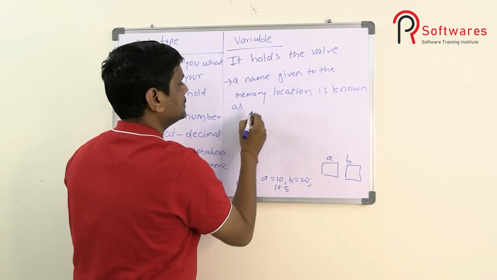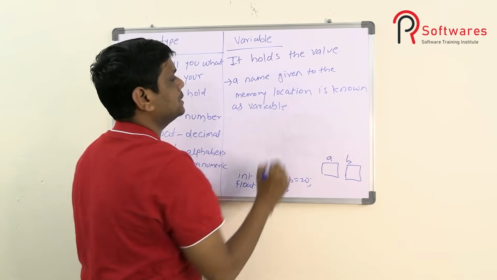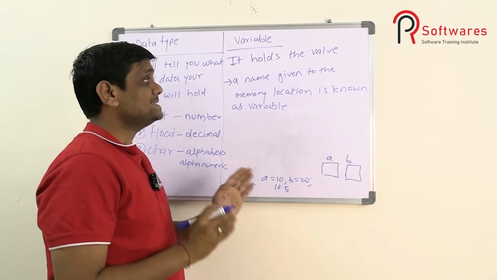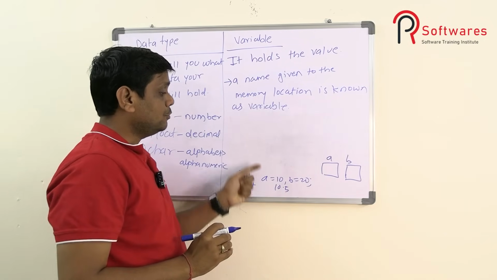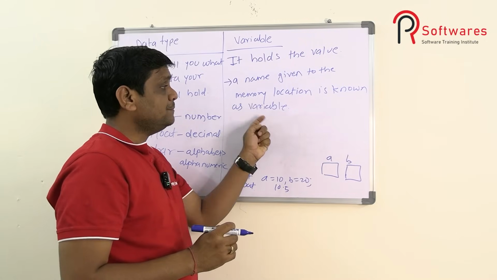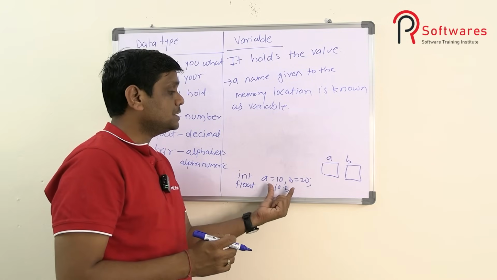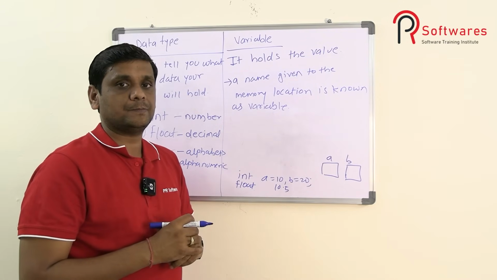A name given to the memory location is known as a variable. So understand very carefully. Either way, you can say a variable is holding the value, that is one definition. Second, a name given to the memory location is known as what? Variable. So these are the two points you should remember.